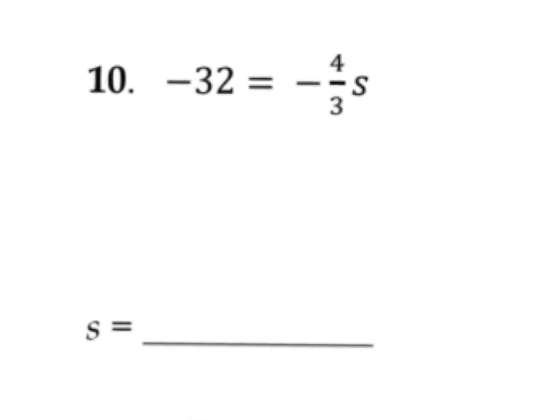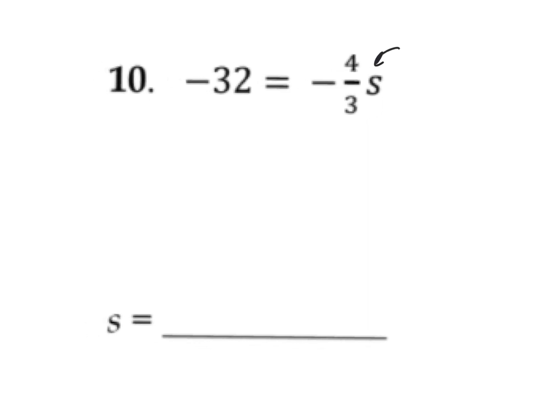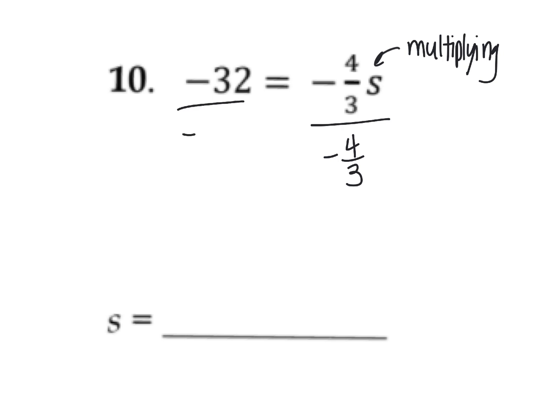Number 10. Here we have negative 32 equals negative 4/3 s. Again, the negative 4/3 is multiplying to s. So we are going to do the opposite and divide by negative 4/3. So I'm going to divide by negative 4/3 here, and then divide by negative 4/3 on that side as well.